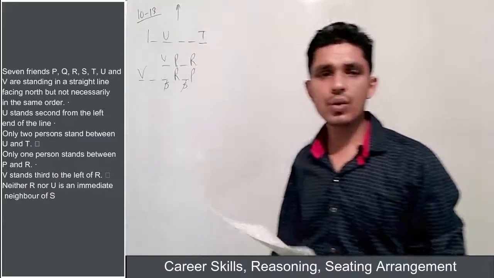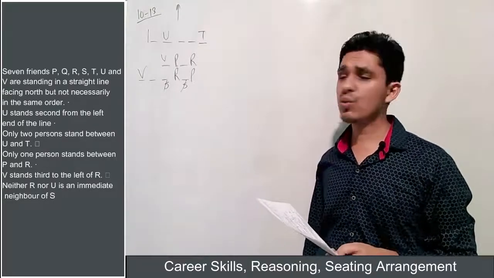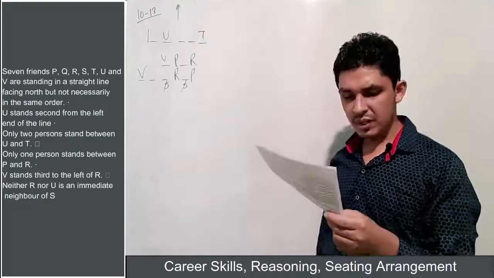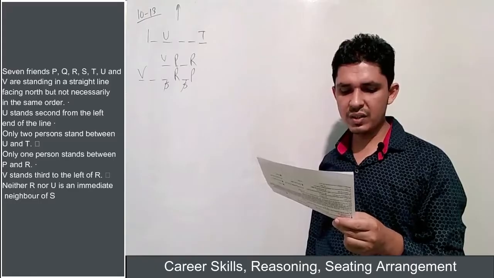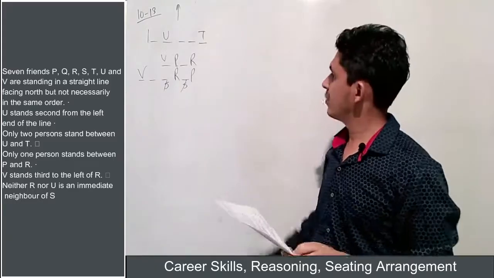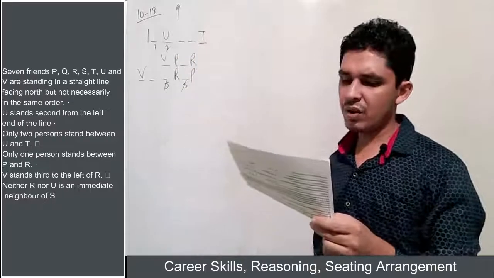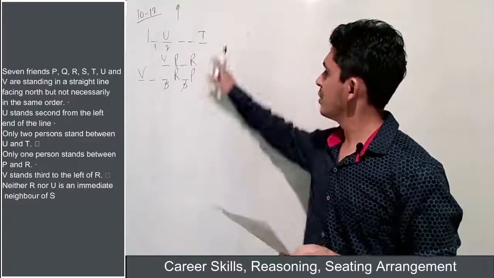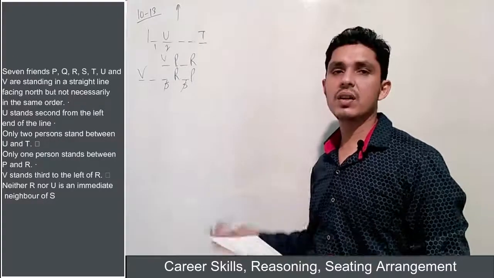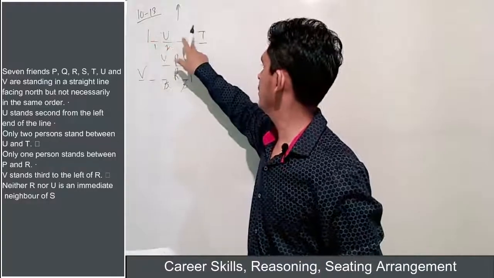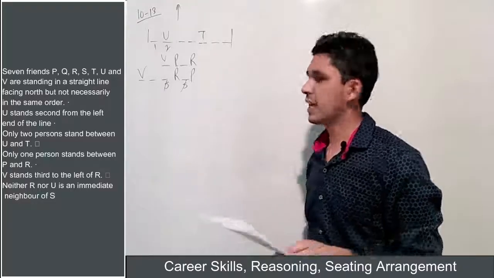Okay, so we are getting two different combinations, and to combine them, let us check once again. U stands second from the left end of the line, so this has been done. Thereafter only two persons stand between U and T, so this is already done. And in total how many people are there? 7 people. So 1, 2, 3, 4, 5, 6, 7, that means 2 more people can be here.